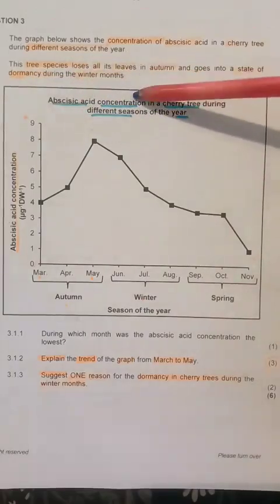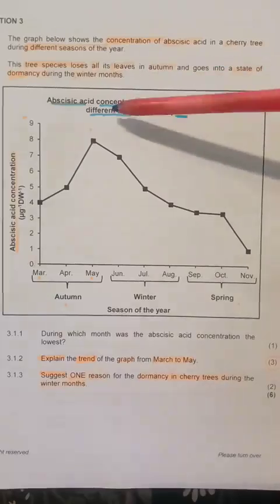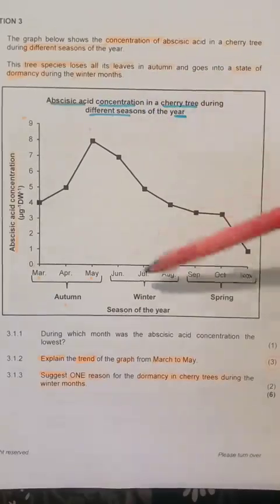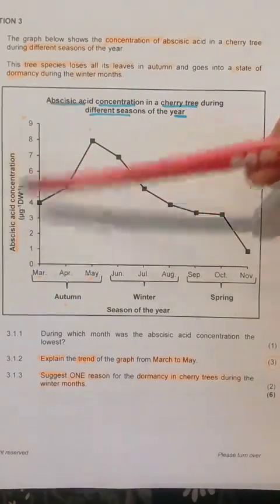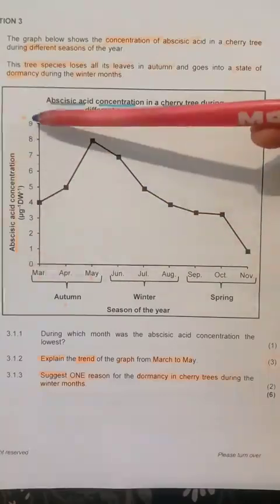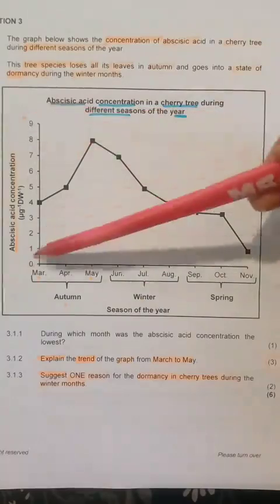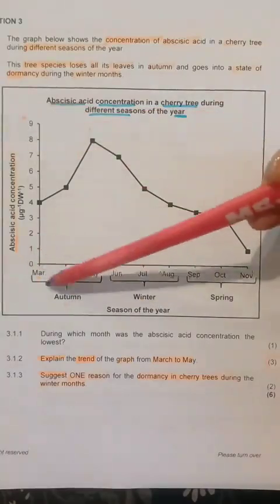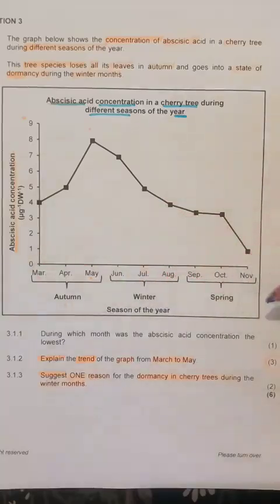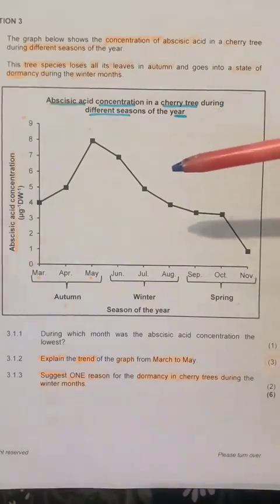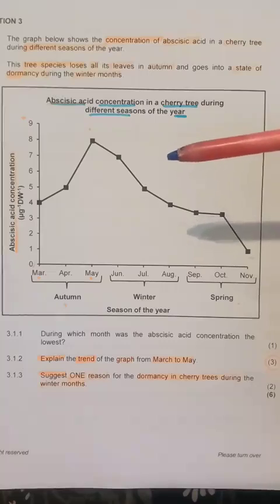Now you have this graph here. It says abscisic acid concentration of this cherry tree during different seasons of the year. So there you have your abscisic concentration. You can see here it's very low, and there it's 0, and there it's 9, right? So it's increasing. Here's a lot, here's nothing. Then you have your autumn, winter and spring. They don't have summer, because think about summer, we have the growth of lateral buds and leaves and all those things, right?